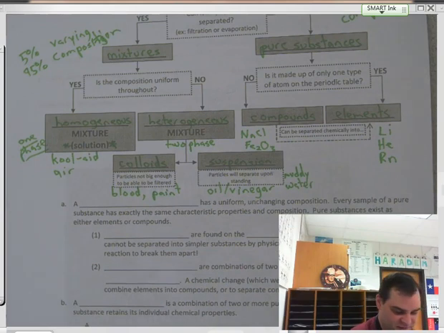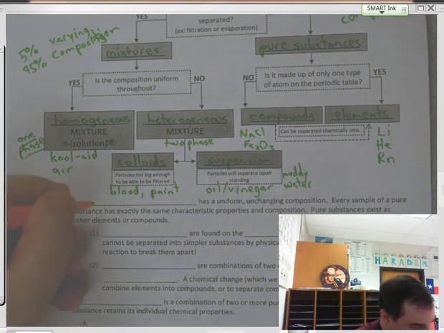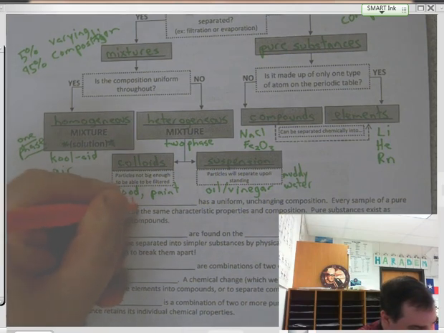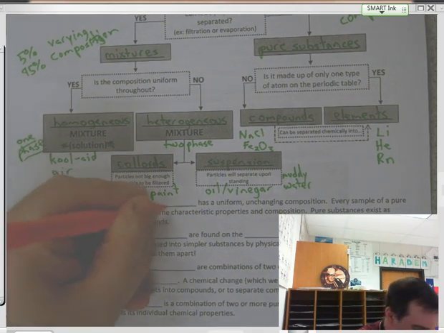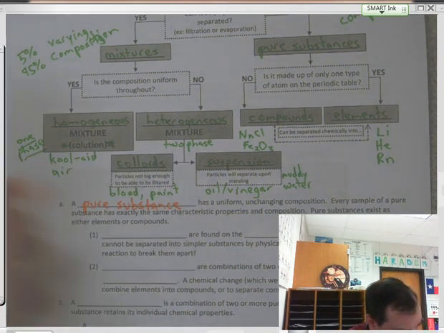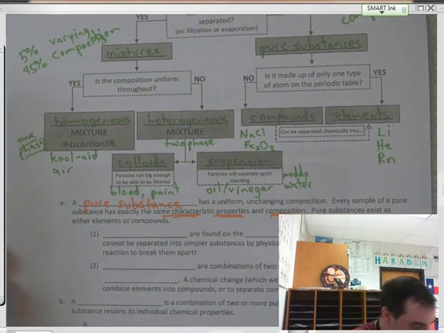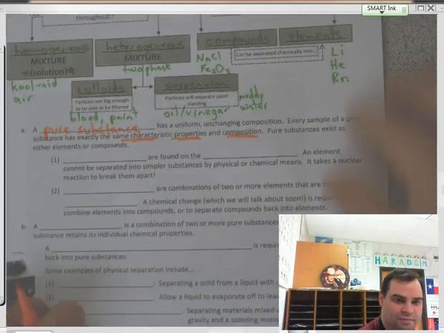Okay. So let's look at these definitions here. Has a uniform, unchanging composition. That would be a pure substance, meaning it has a definite composition, is 100% either compound or element. They have the same characteristics, properties, and compositions. These can exist as either elements or compounds.